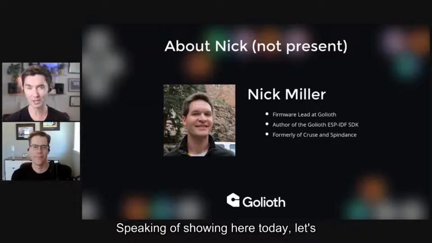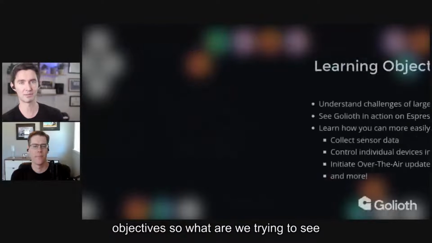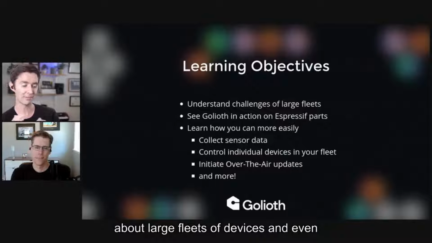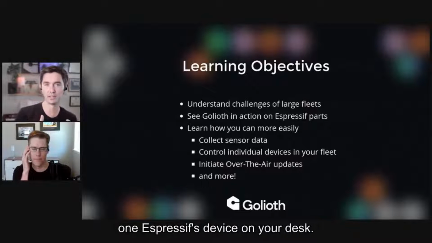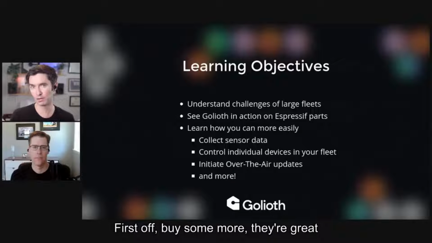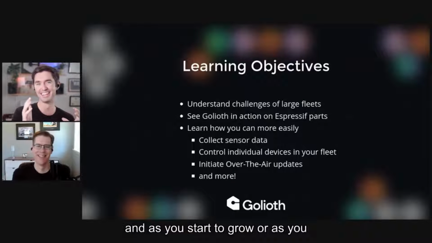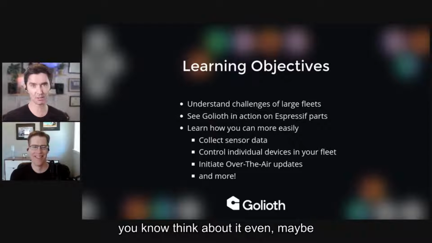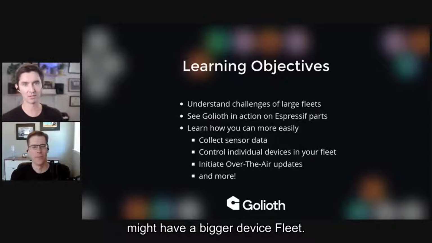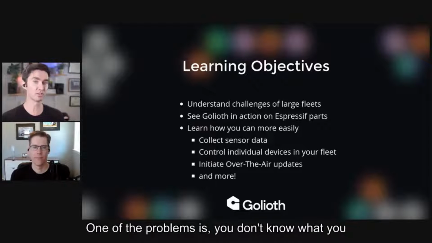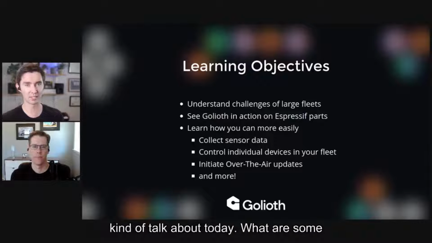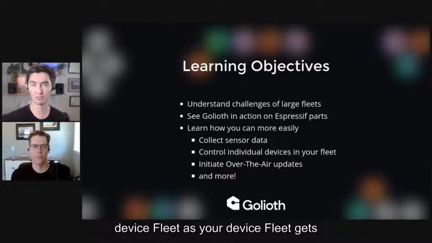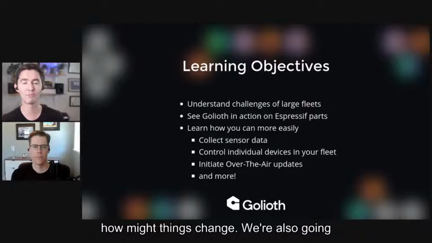Speaking of showing here today, let's talk about some of our learning objectives. What are we trying to see in this talk? We're going to be talking about large fleets of devices. Even if you only have one Espresso device on your desk, well, first off, buy some more. They're great. As you start to grow, or even if you think maybe in 5 years you might have a bigger device fleet, one of the problems is you don't know what you don't know, and that's what we're here to talk about today. What are some of the challenges around growing a device fleet? As your device fleet gets bigger, what do you have to deal with, and how might things change?